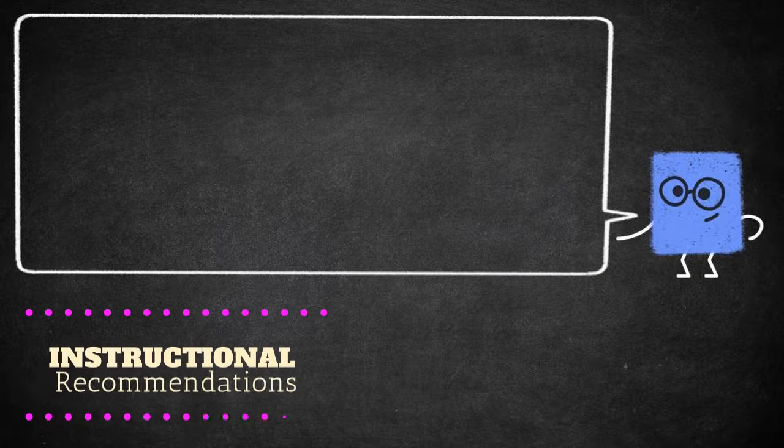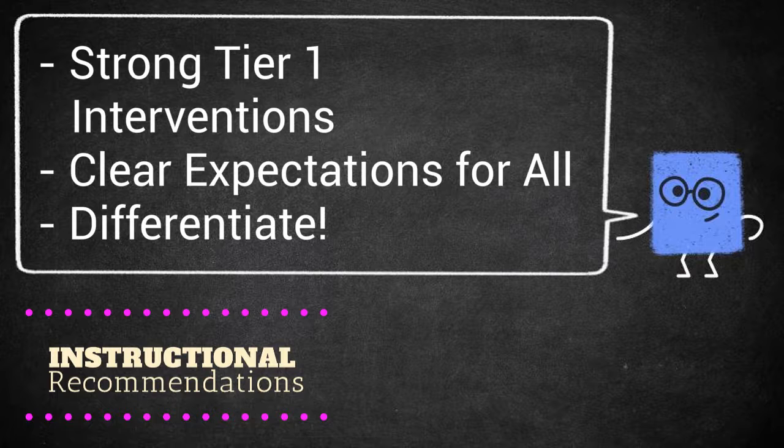Let's look at some instructional recommendations. There's not a one size fits all approach to special education, which is why students receive individualized plans. The best approach is strong tier 1 interventions in the general education classroom and support students with disabilities with the additional accommodations required by the IEP. This can include setting clear expectations for all students, breaking large assignments into smaller pieces with checkpoints, and having consistent routines and procedures for your classroom.